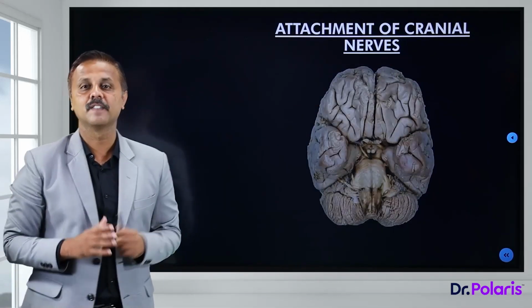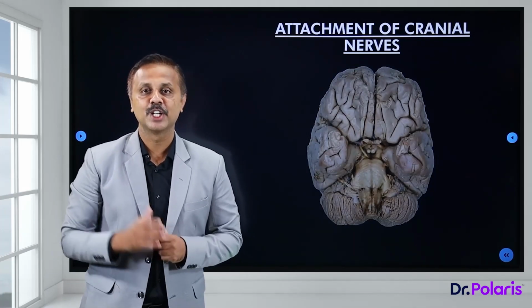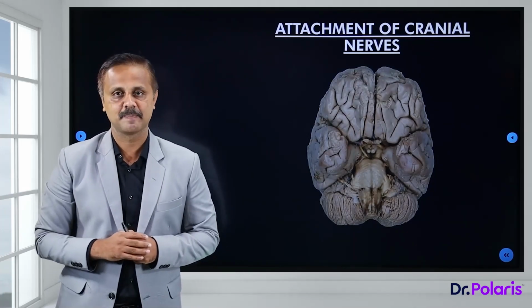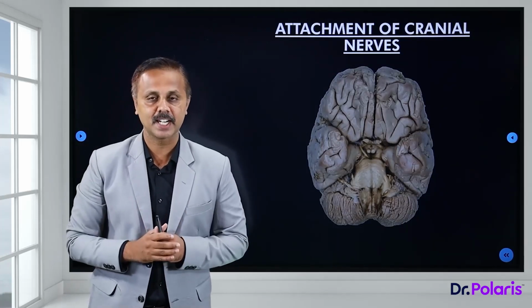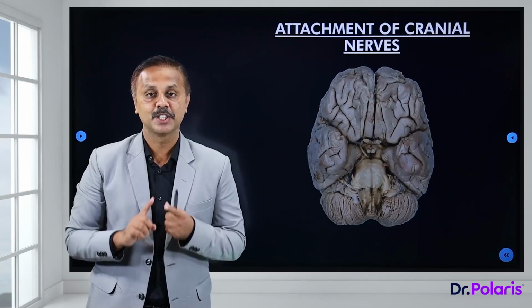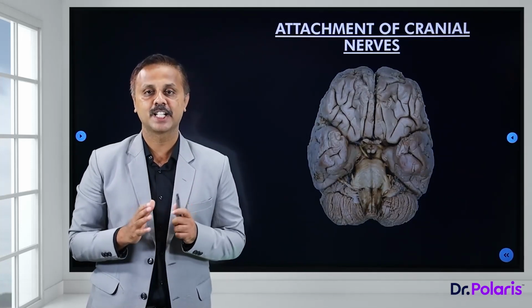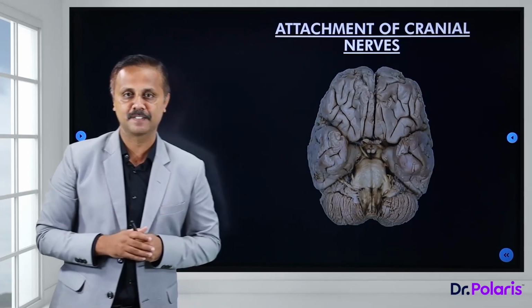Once we have learned this, we need to know where exactly these cranial nerves are attached to the inferior surface of the brain, right? In the beginning, we said that the first two cranial nerves, the olfactory nerve and the optic nerve, are attached to the forebrain. So let's try to identify them.